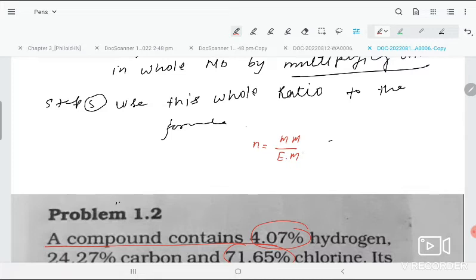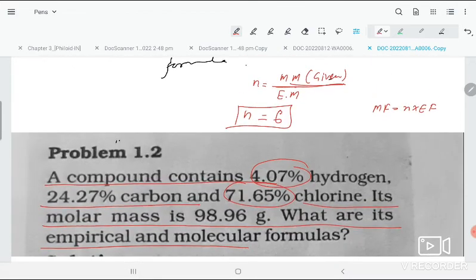Molecular mass is always given, and empirical mass you can calculate from the formula. So you will get the n value. Suppose you got the n value as 6. Now molecular formula is equal to n into empirical formula. That's very simple. Suppose n value is 6 and empirical formula you got is CH, so it is going to be C6H6.